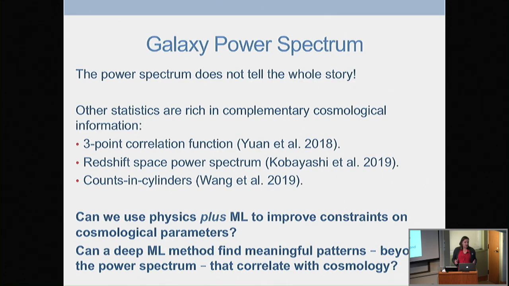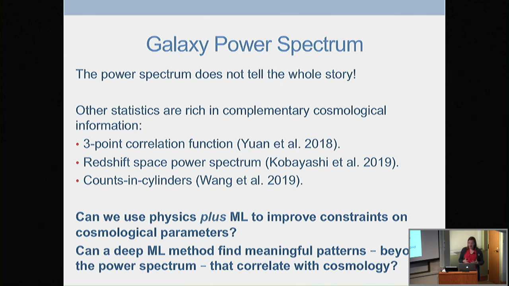Why do I think machine learning can possibly work here? That is because the galaxy spectrum, I'm sorry, the power spectrum does not tell the whole story. So there are other stats that are rich in complementary cosmological information. For example, the three-point correlation function, redshift space power spectrum, counts in cylinders are just a few of other test stats that one can use to complement the power spectrum.